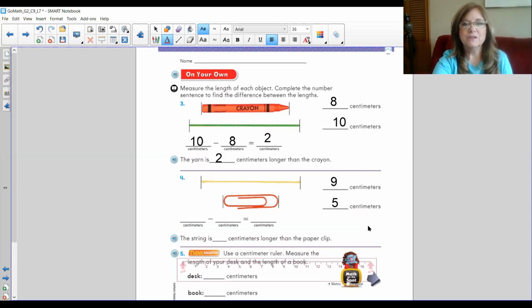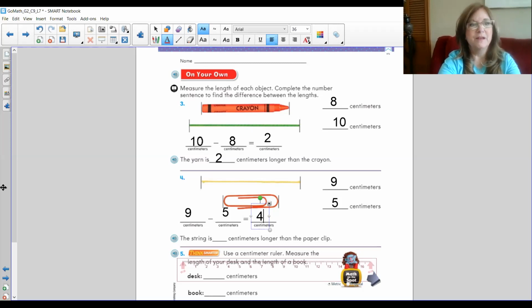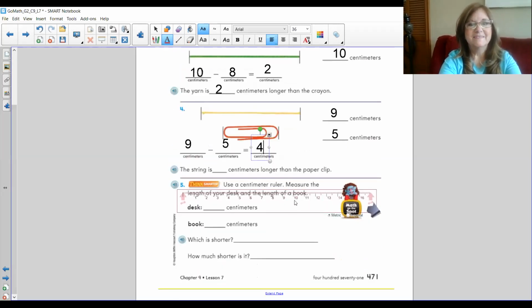So we're actually going to have 9 minus 5. So for our number sentence, we write 9 minus 5. And what is 9 minus 5? Or we could do it backwards. What number plus 5 equals 9? 4. Okay, so hopefully you figured those out on your own and got them all right.